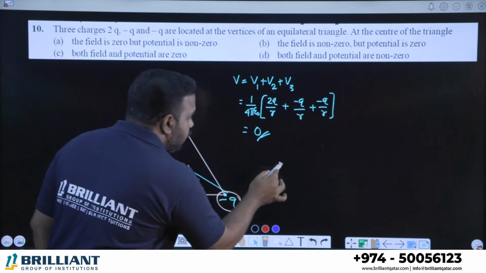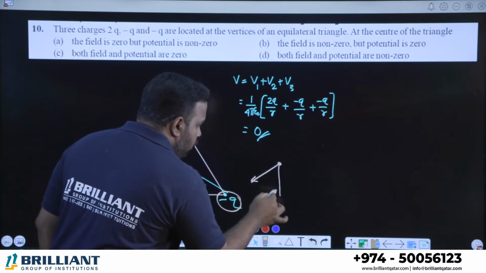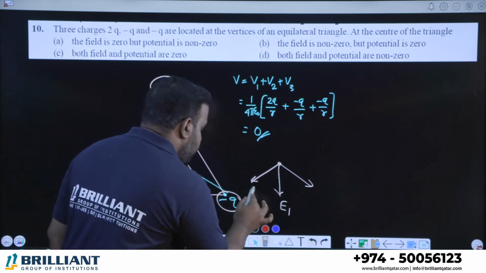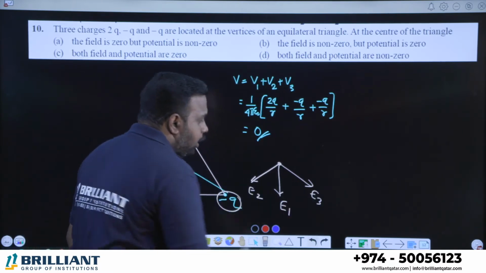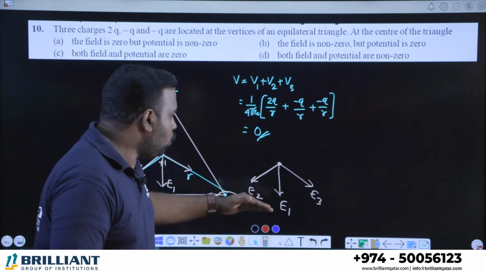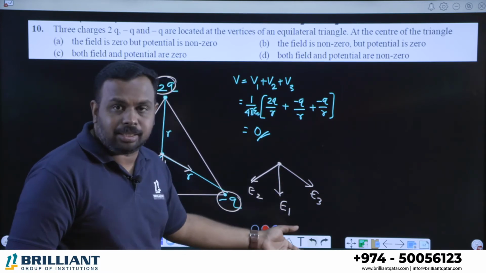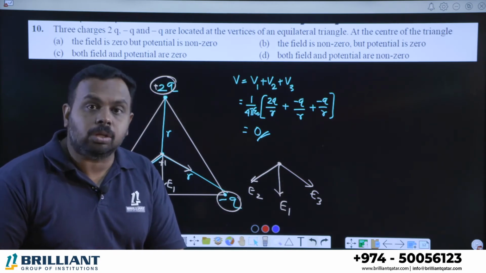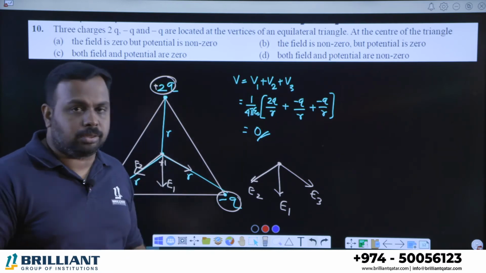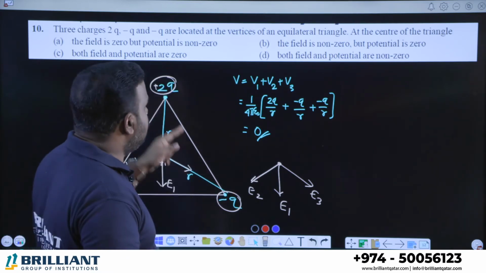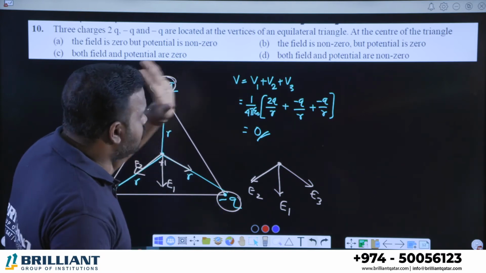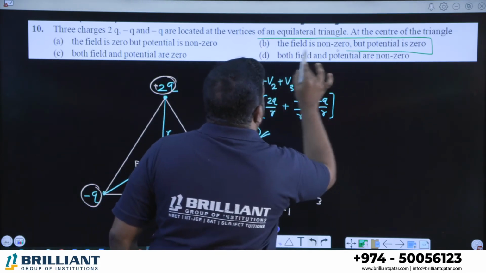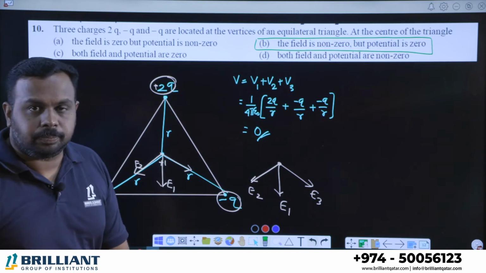So what we are getting is that the net effect of the field will be the vector sum of 3 fields acting in this direction, right? So there are 3 fields. Look at this: this is E1, this is E2, this is E3. You know that there is no field to cancel these, right? In the opposite direction, you can't see anything. So definitely the resultant electric field will not be 0. In this case, there will be some field. So potential is 0, but field is not 0. Look at that. It is option B. B is the correct answer for this question.